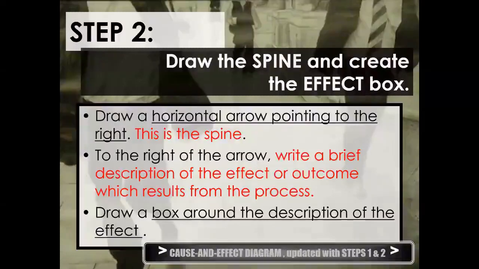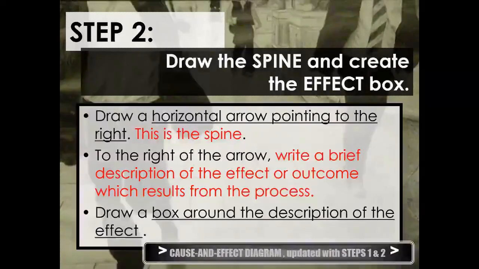That is the effect. At the time, first of all, what we are going to do is draw it. We are going to draw a horizontal arrow pointing to the right. That is the first step. We are going to call it the spine. This is the spine of the fishbone diagram, the Ishikawa diagram.